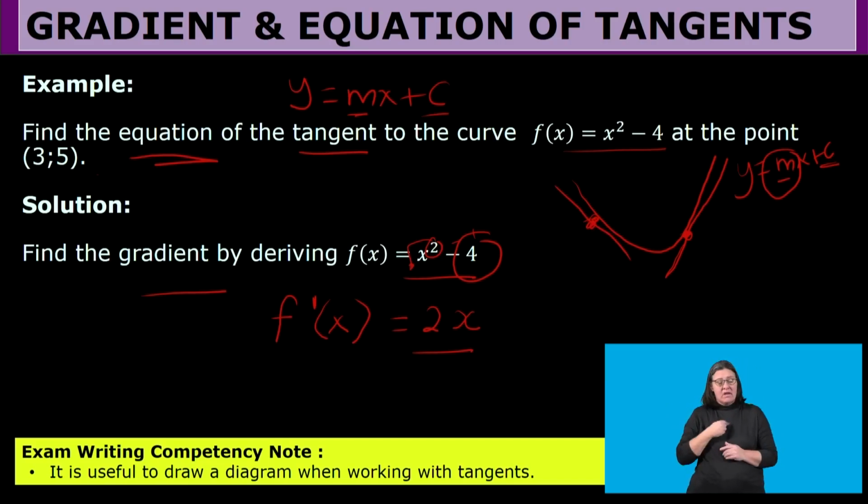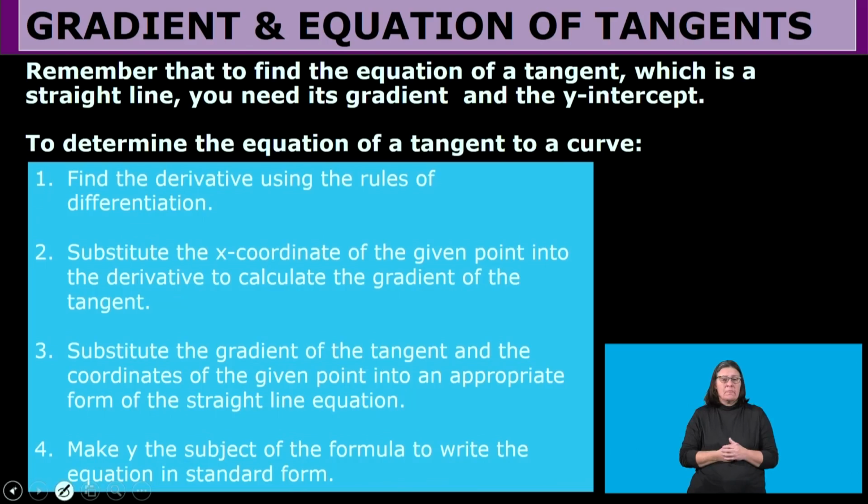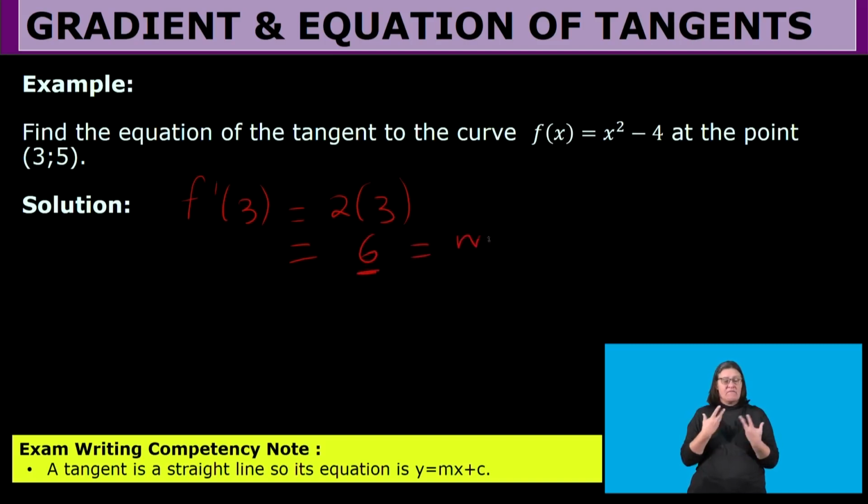So if I want to find the gradient at the point 3, what am I going to do? Well, I'm going to substitute this value 3 into my expression for the gradient, and I'll get an answer of 6. So therefore the gradient at the point 3 is 6. In y is equal to mx plus c, I already have m. What I need now is the y-intercept.